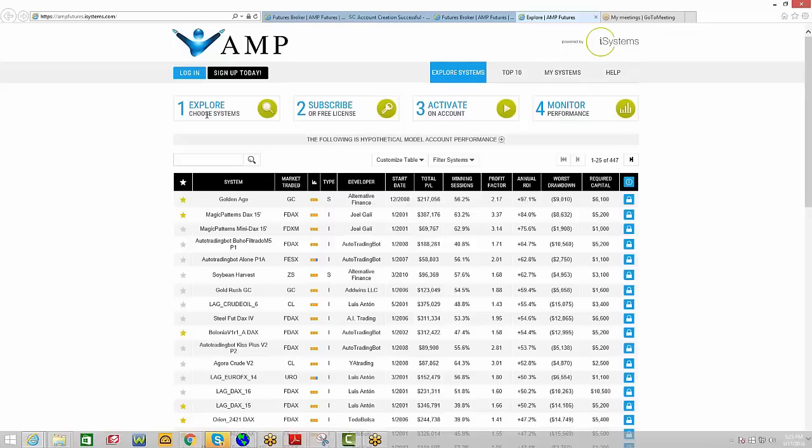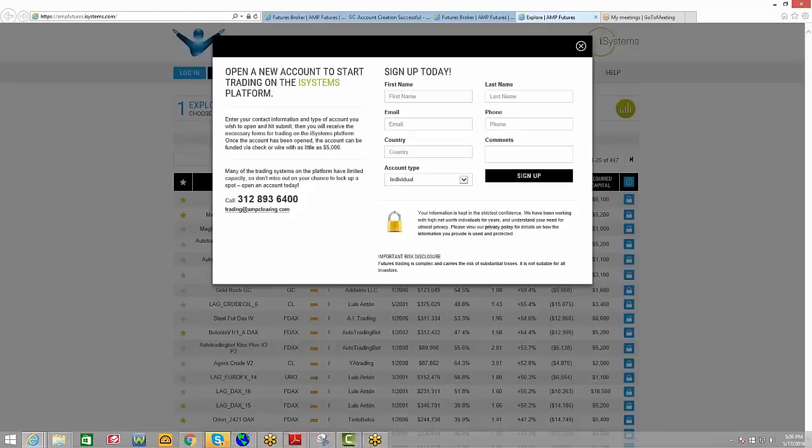As you can see here, first of all, you'll choose your system, subscribe to the system that you want, activate it on your live account, and then start monitoring the performance. But again, make sure you click here under Sign Up Today and put in your information. And again, you'll be contacted to complete the sign up and activate this on your live account.